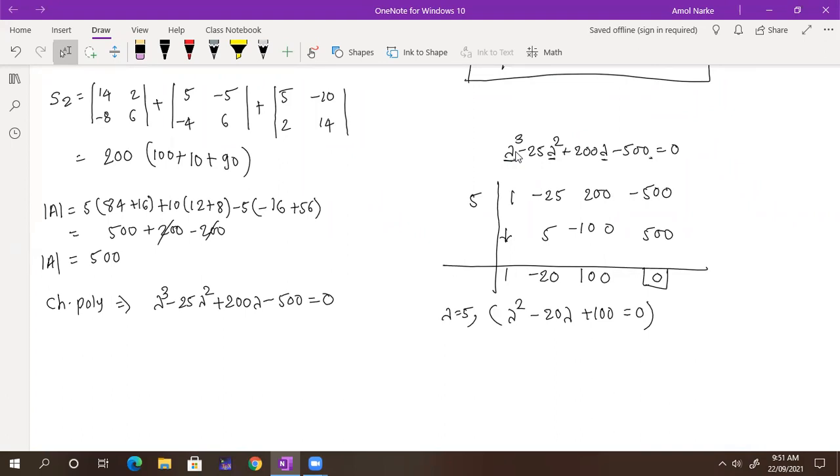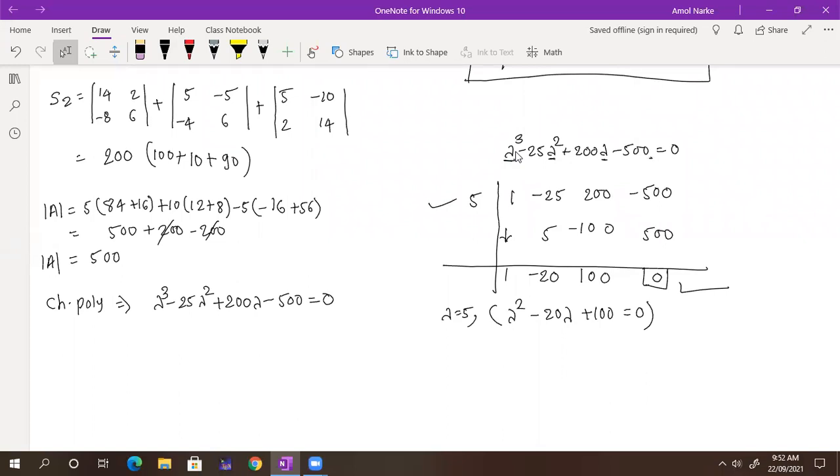So I am going to write down the coefficients: here 1, here minus 25, here 200. These are the coefficients of the lambda cube equation. I check whether my 5 is a root or not. It is a trial and error method. You can start with 1, minus 1, 2, 3. If you get 0 at the end, then it is a root.